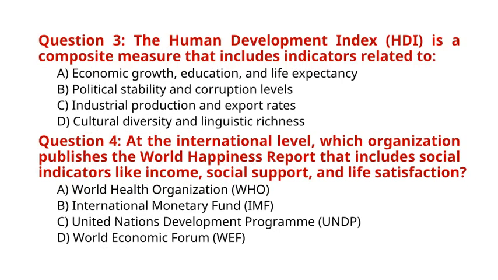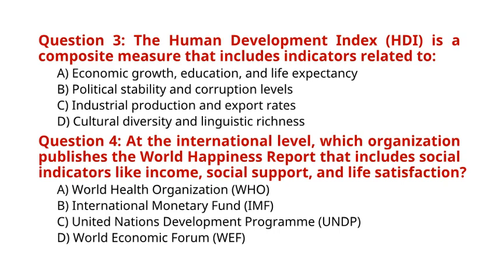Question 3. The Human Development Index, HDI, is a composite measure that includes indicators related to A. Economic growth, education, and life expectancy. B. Political stability and corruption levels. C. Industrial production and export rates. D. Cultural diversity and linguistic richness. The correct answer to question 3 is option A. Economic growth, education, and life expectancy.